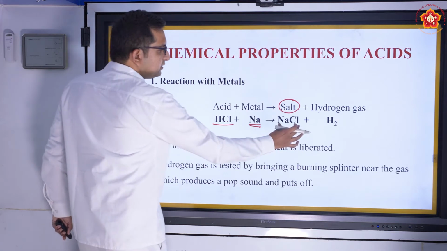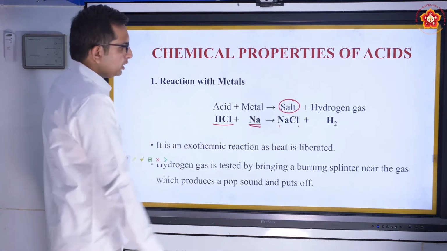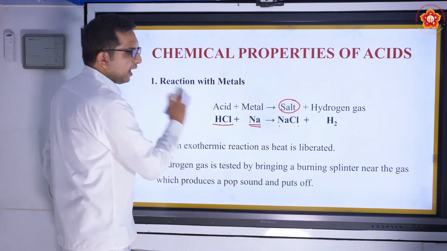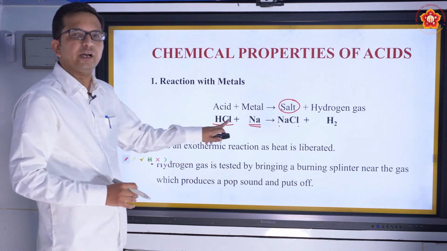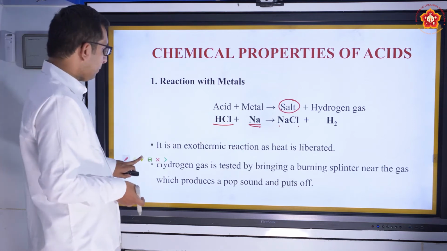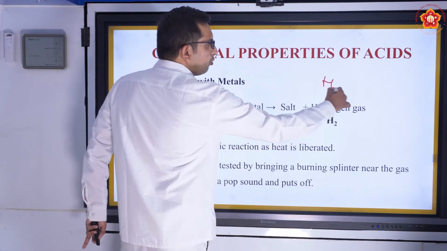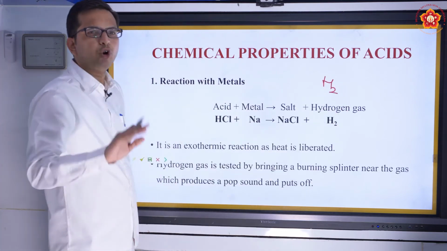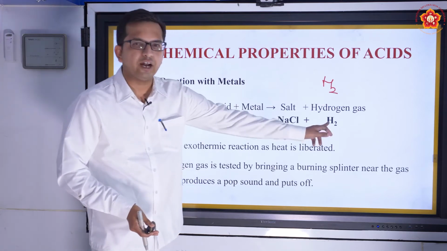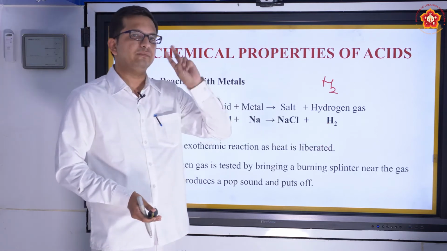So this NaCl which has been present here is obtained from sodium metal and the chlorine of hydrochloric acid. So how do we balance these aspects now? Hydrogen is written as H2 because we know that gases cannot be monoatomic. This we call diatomic because two atoms are combined.